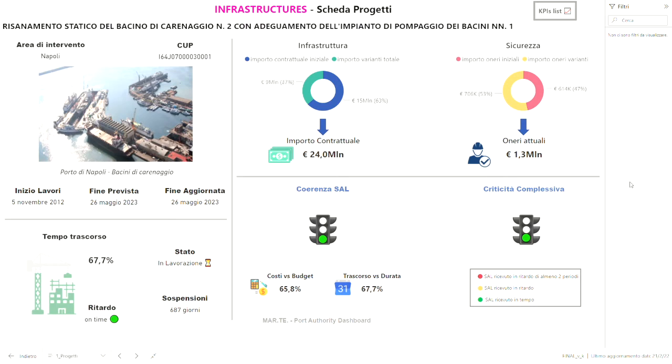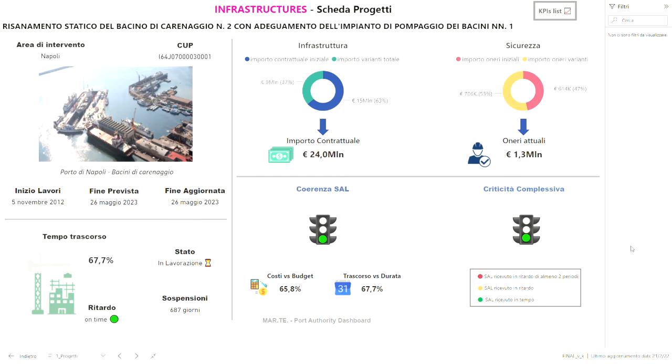This is a key performance indicator that summarizes the progress of work on a specific infrastructural project. In this case, the renovation of the dry dock and the upgrading of the pumping plant.